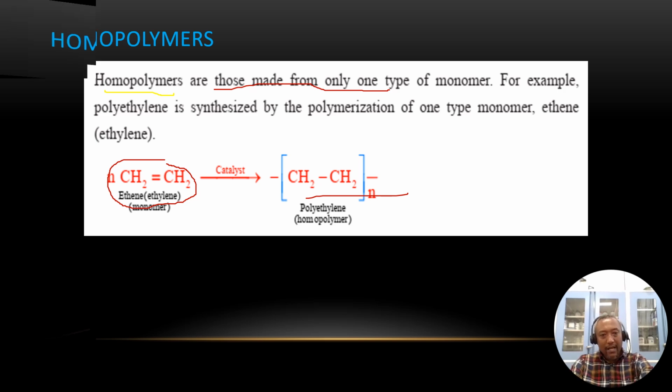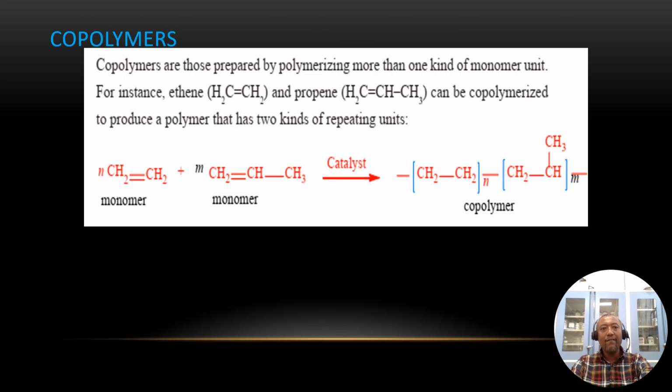The next type of polymer is the copolymer. How does a copolymer differ from a homopolymer? In the case of a copolymer, there should be more than one type of monomer. For example, here you have ethene and here you have propene. When you combine a monomer unit of ethene with that of propene in the presence of a catalyst, a copolymer is formed.